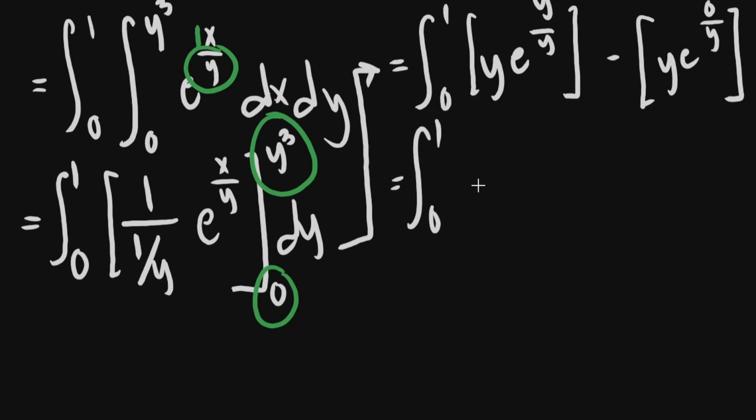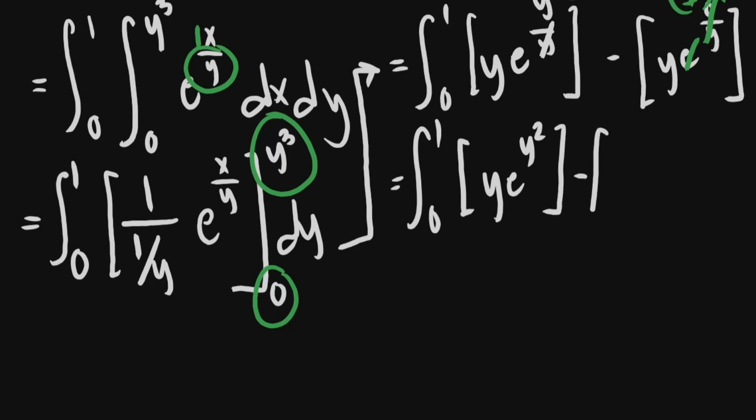Since y cubed over y here would be y squared, and the 0 should be cancelled out. Any number raised to 0 would be 1, so that's just 1 here. 1 times y should equal just y. So our simplified integral is y multiplied by e raised to y squared minus y dy.